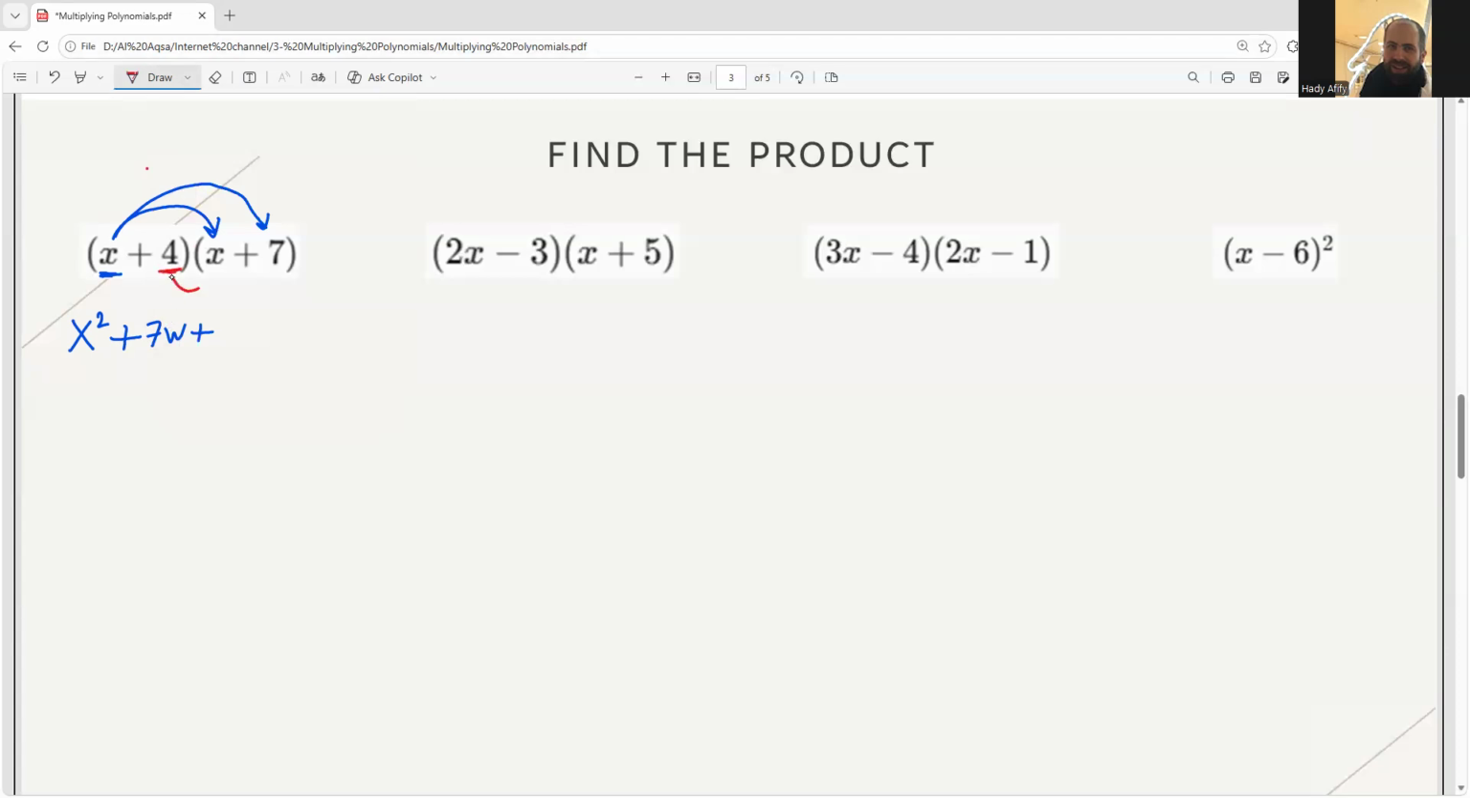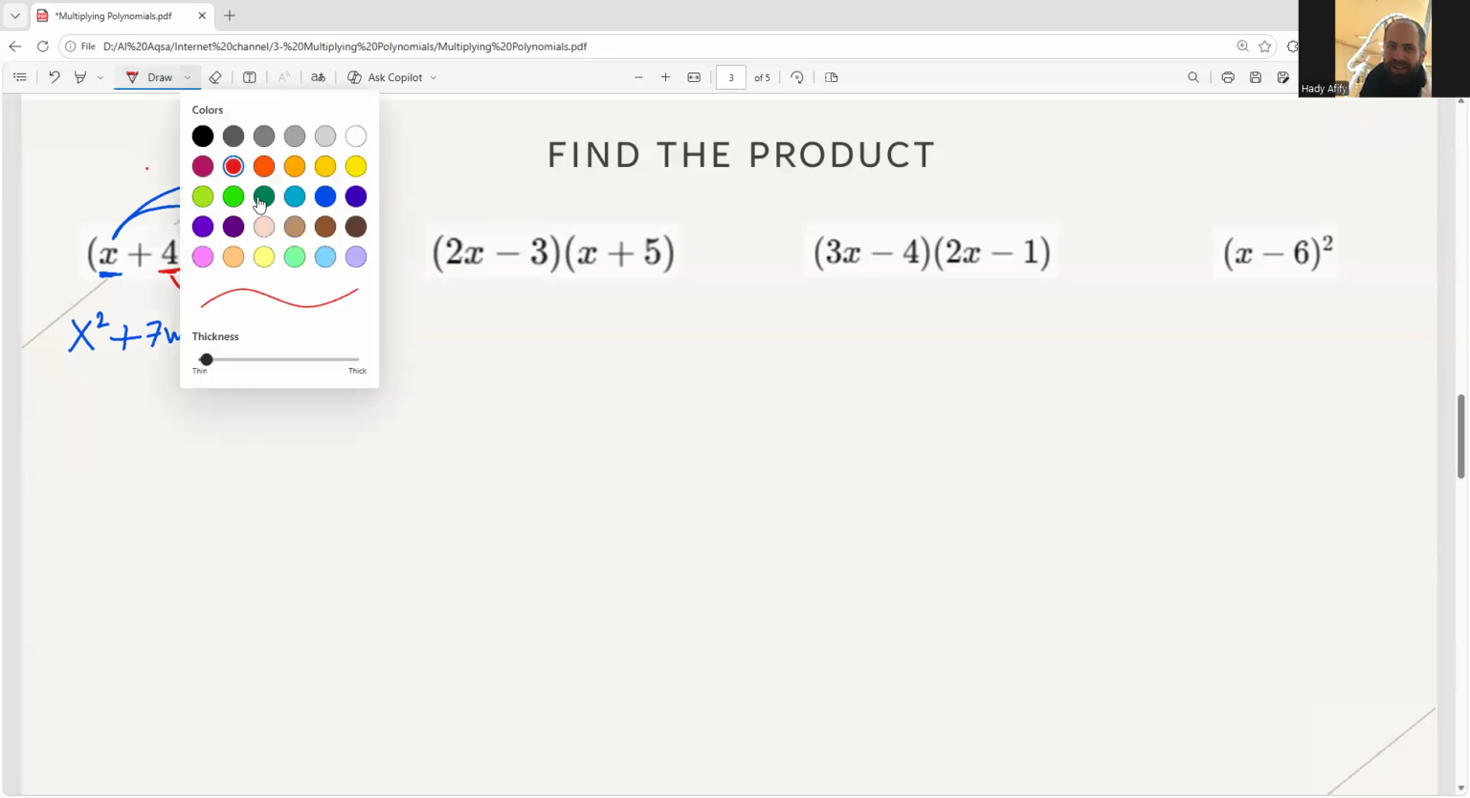and then we are going to multiply the second term of the first binomial with the first term of the second binomial. So 4 multiplied by x will be 4x. And then you are going to multiply the second term of the first binomial with the second term of the second binomial. So 4 times 7 will be 28.